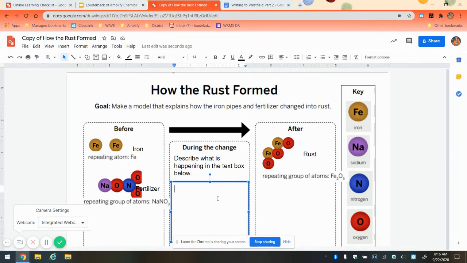And that's where I'm going to pull in key concept 5 and 6, okay? That the atoms of the reactants rearranged during a chemical reaction to produce rust as a product. All right. So somehow these atoms are rearranging themselves to form our product rust.